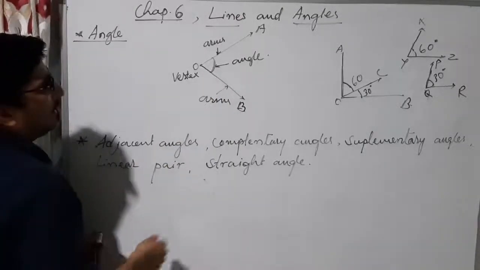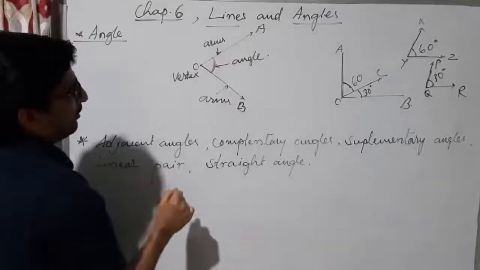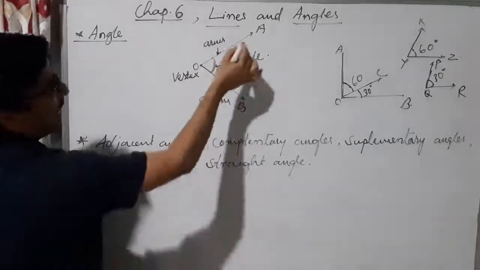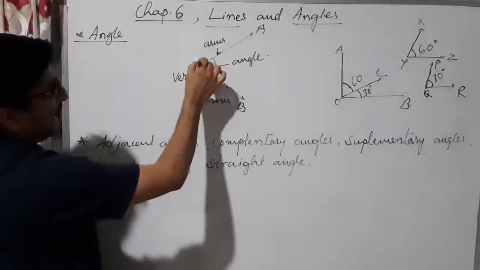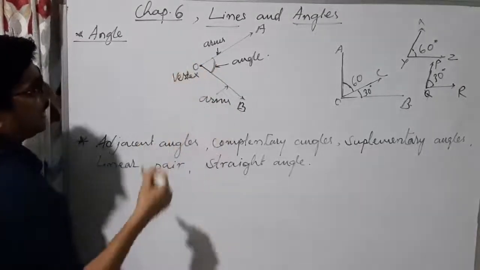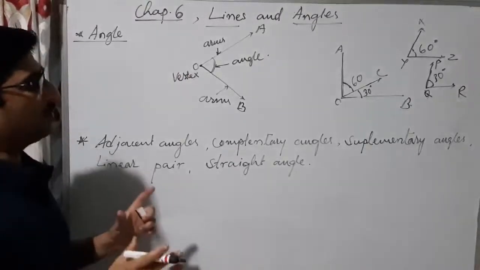Then these two rays are called the arms of that angle. Here OA and OB are the arms, and AOB is the angle. The point at which the angle is formed is called the vertex. Here O is the vertex of this angle. Very clear? No problem.